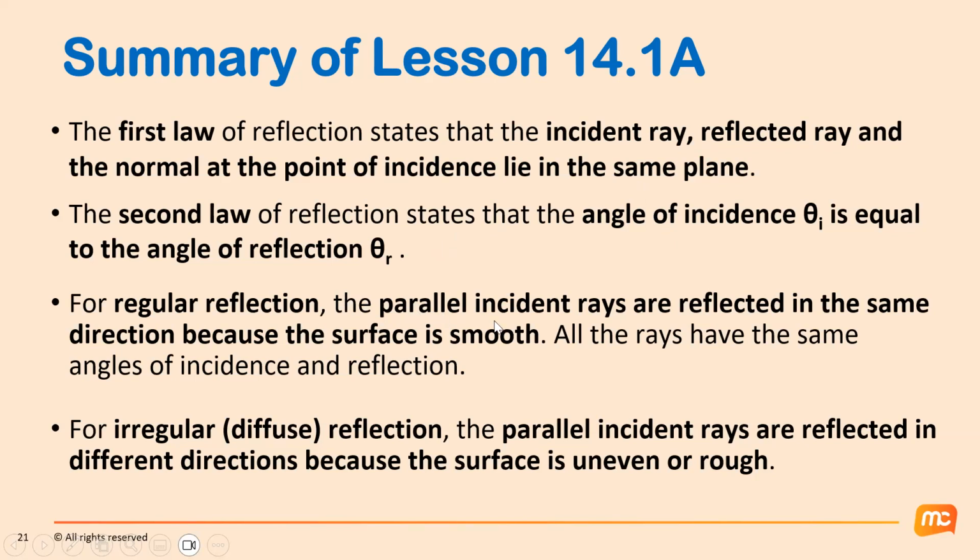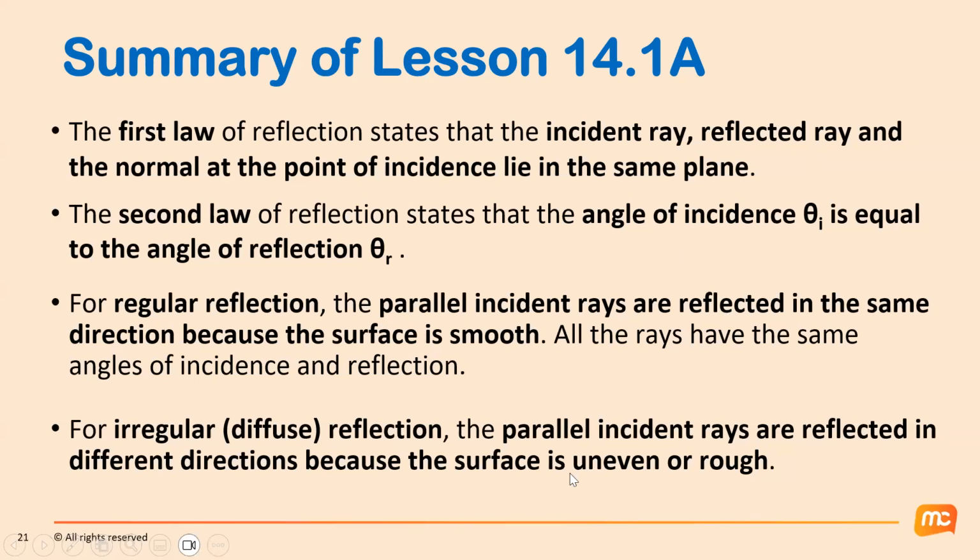The first one is regular reflection. All the rays are reflected in the same direction because the surface is very smooth. And for such regular reflection, you will be able to see a clear image of yourself, like in a mirror or still water. You can see a clear image because all the rays bounce back in the same direction.